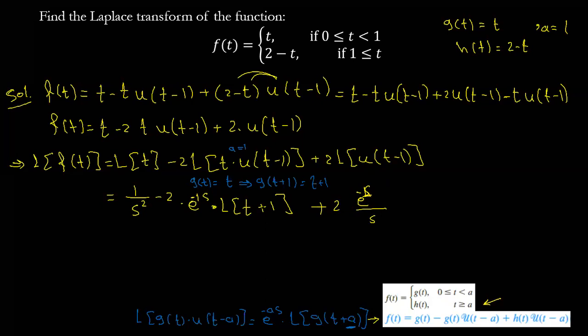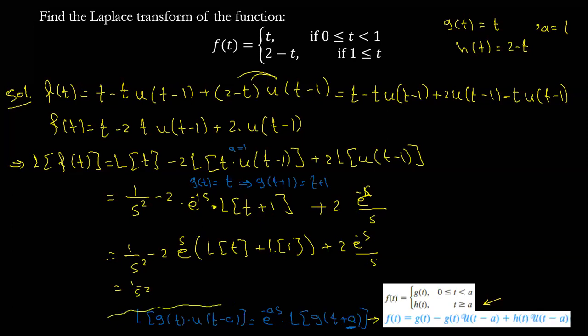Okay? Now our problem is to find e to the negative as times this. Basil, how to find Laplace of this? Laplace of t plus 1. What do you think? Yes, we will do Laplace of t plus Laplace of 1. Yes, you are right. Laplace of t, great. Laplace of t plus Laplace of 1. Excellent. Plus 2e to the negative s divided by s.